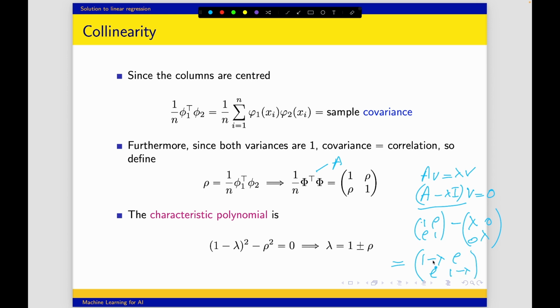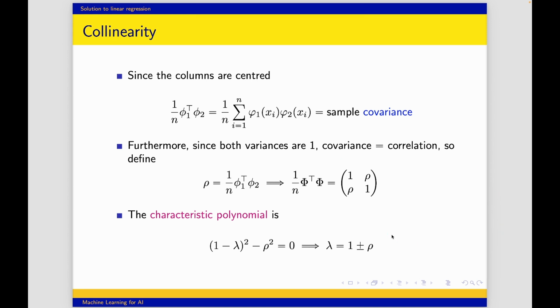The characteristic polynomial is this times this minus this times this, the determinant of this. So it's going to be (1 minus lambda) squared minus rho squared, and that has to be equal to 0. That's the condition that will be satisfied for the eigenvalues. And so we get eigenvalues of 1 plus or minus rho. There are two eigenvalues: lambda 1 we can write as 1 plus rho, and lambda 2 we could write as 1 minus rho. Okay, what does this tell us?